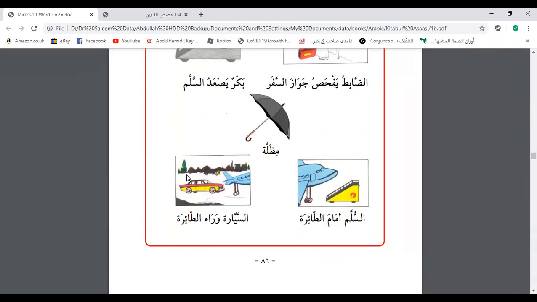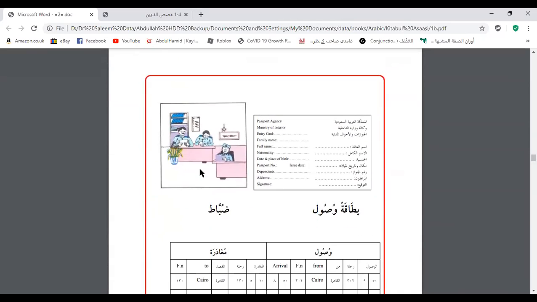السلم أمام الطائرة. أمام الطائرة. The stairs are in front of the plane. السيارة وراء الطائرة. The car is behind the plane. Okay.